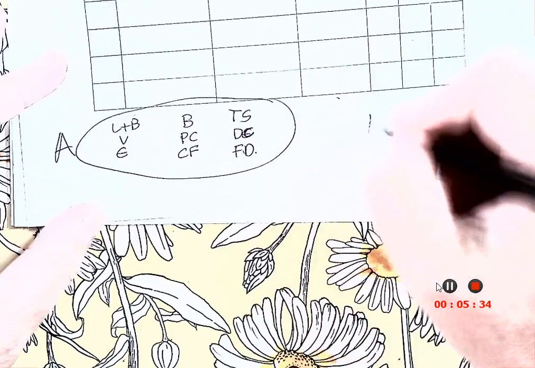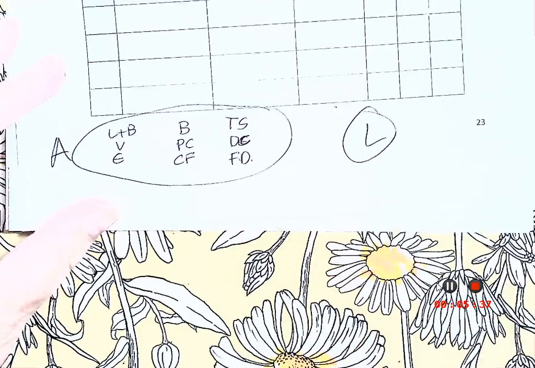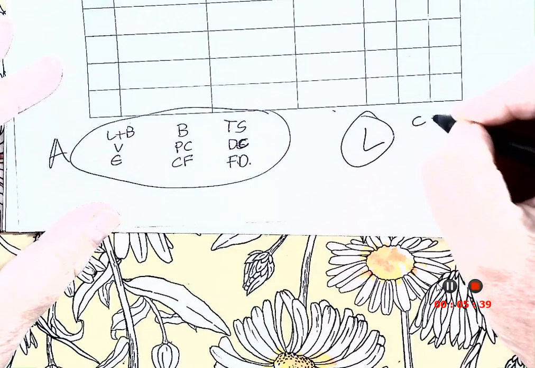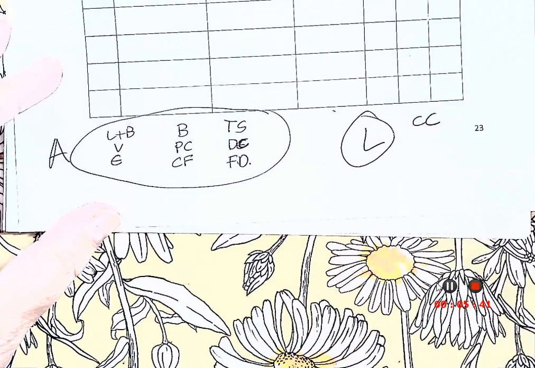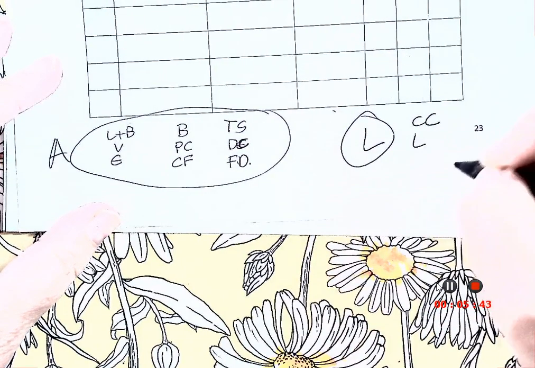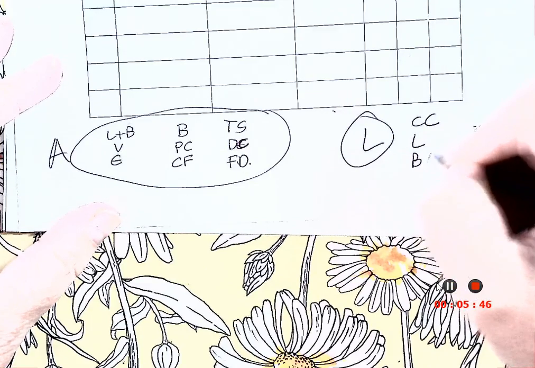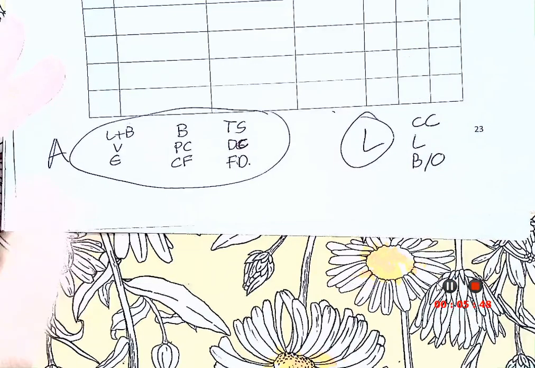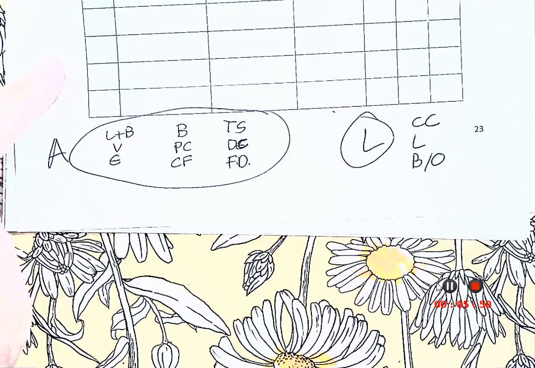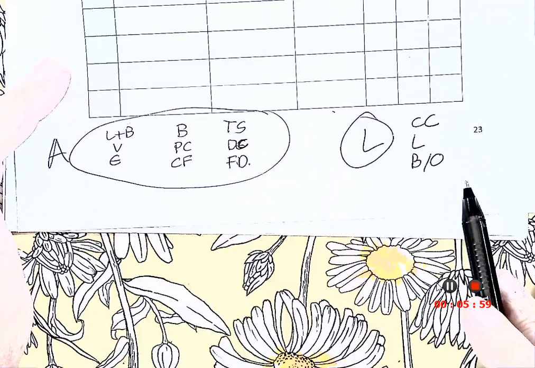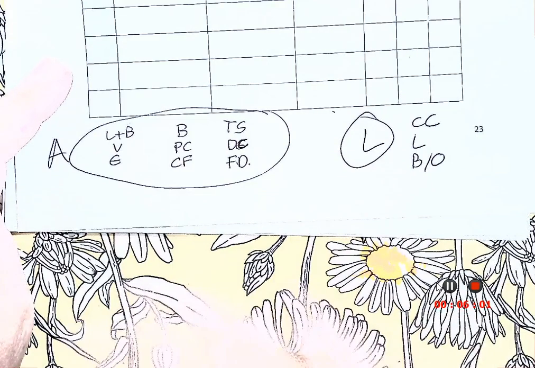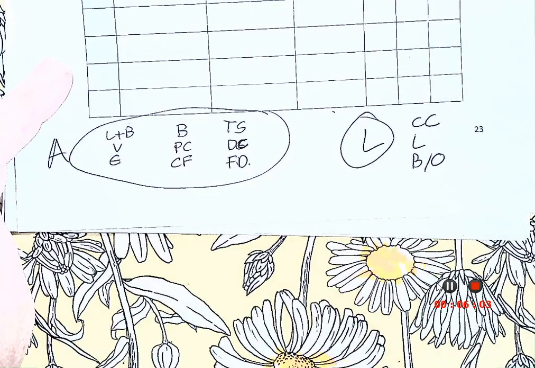Your liabilities. Your liabilities is creditors control, loan, and bank overdraft. It's only 3. Can you see everything else is owner's equities? So if you know these 12, whatever is not one of these 12 is owner's equity. Okay.